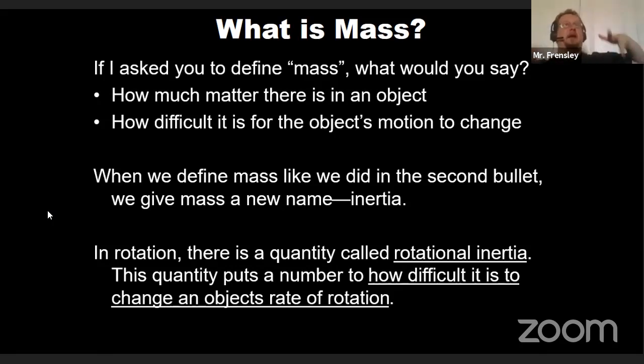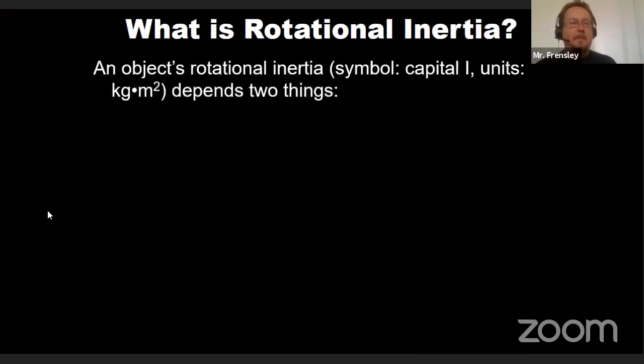And it's a number that tells us how difficult it is to speed up a rotation or slow down a rotation, right? So if you have a wheel that has low rotational inertia, it's easy to get it to go and easy to get it to stop. But if a wheel has a lot of rotational inertia, it's difficult to get it to go, difficult to get it to stop, right? Okay, so rotational inertia, symbol capital I.